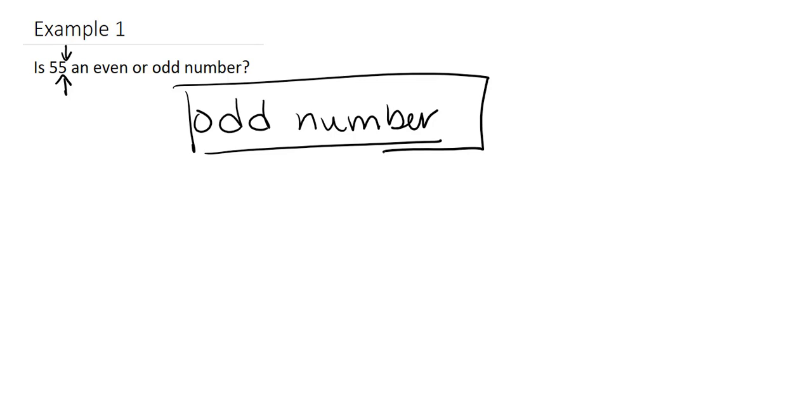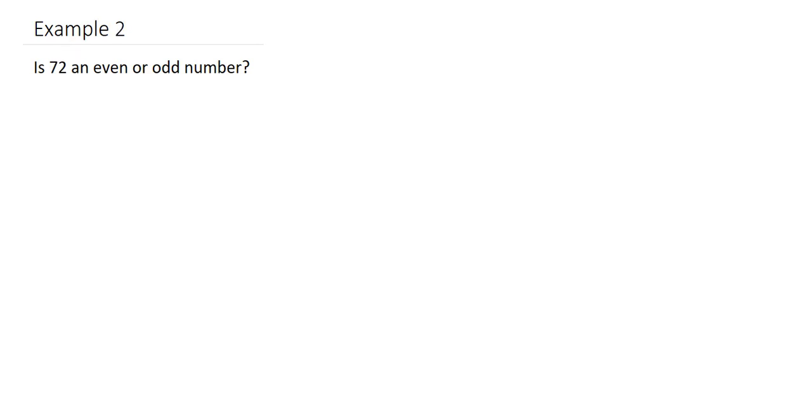Let's do another example. Example 2. Is 72 an even or odd number? Well, we see that it ends in a 2. And anytime it ends in a 2, we know it's an even number.